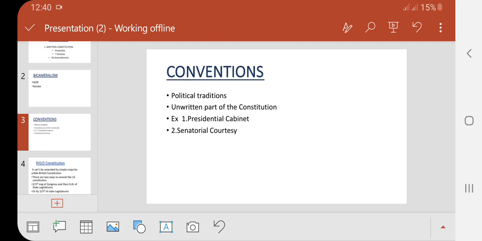Last but not least, another important feature is conventions. These are the political traditions which are followed by the executive, judiciary and legislature. It is the unwritten part of the Constitution. Conventions have a great role in the development of the Constitution, and are an important feature of it.